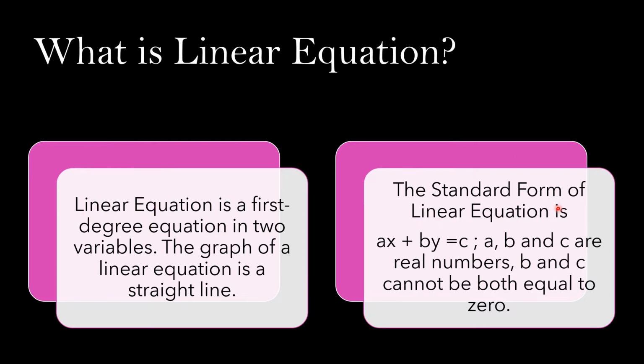The standard form of a linear equation is ax plus by is equal to c, wherein a, b, and c are real numbers. a and b cannot both be equal to 0, which means that a can be 0, b can be 0, but they cannot be equal to 0 at the same time.